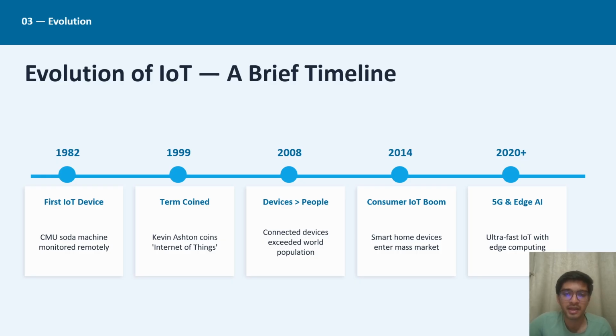Then in 1999, Kevin Ashton coined the term Internet of Things. By 2008, the number of connected devices exceeded the world's human population. The consumer IoT exploded in 2014 with smart speakers and wearables. Today, 5G and Edge AI are pushing the IoT into entirely new frontiers.